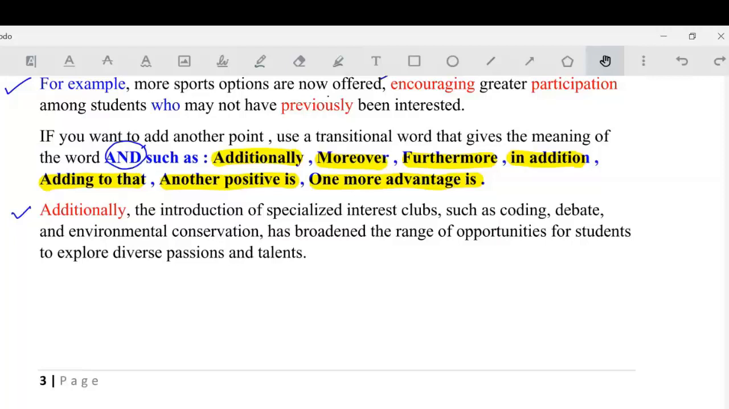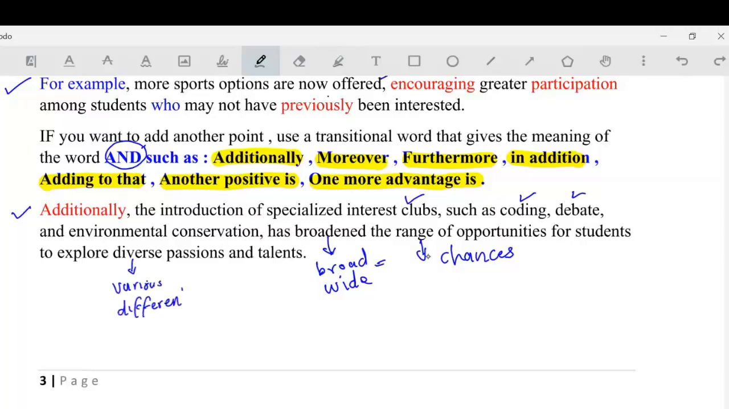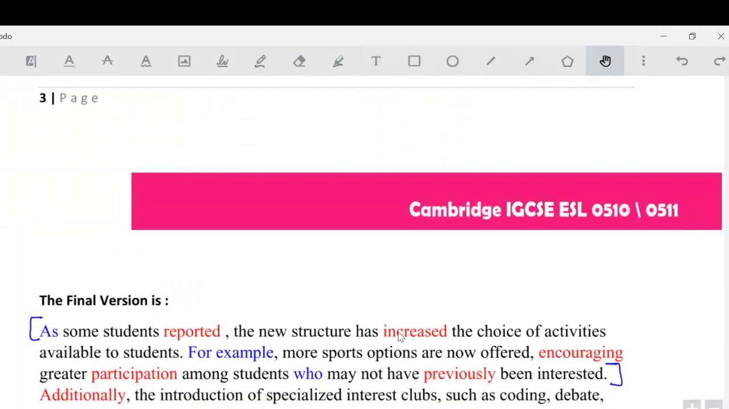So what is the second positive of the after-school activities? He said that a variety of activities here help, or broadened, from broad, which means wide. Okay, but this is a verb. Broadened the range of opportunities. Range of opportunities means chances. So it widened, or made the chances very wide, very large for students to explore diverse, which means various or different, okay, different passions and talents. Passions means interests. Okay, so now I added 2 points in one paragraph about the positives.